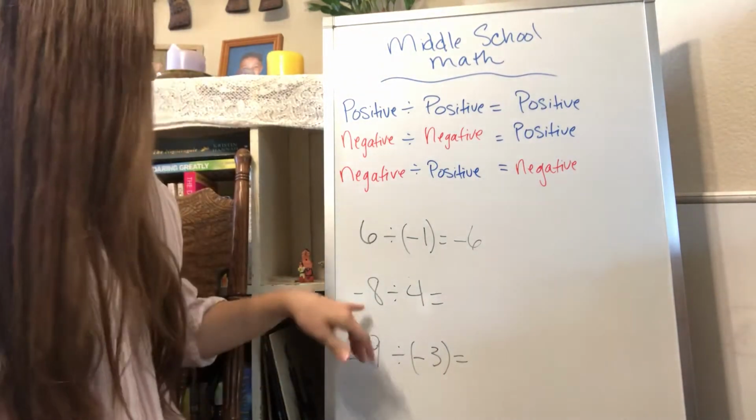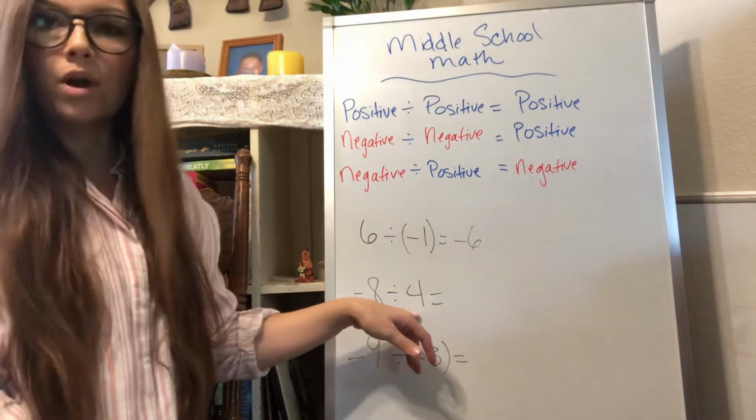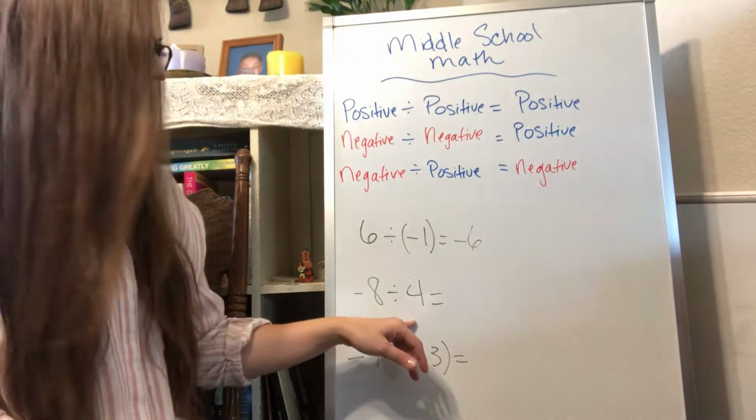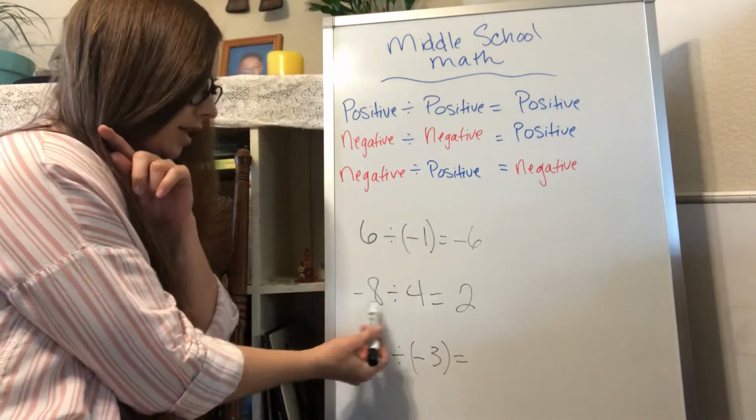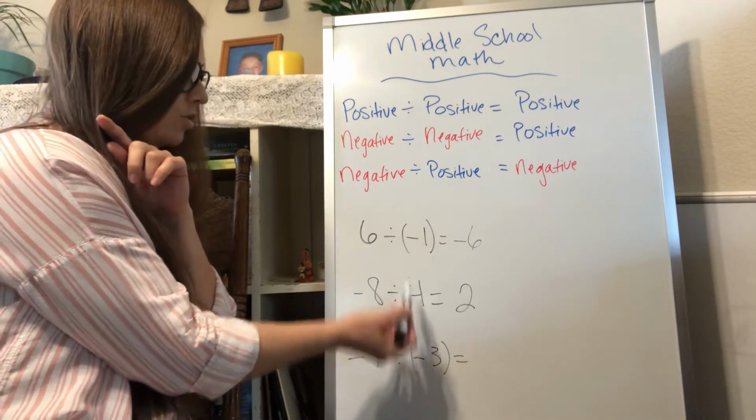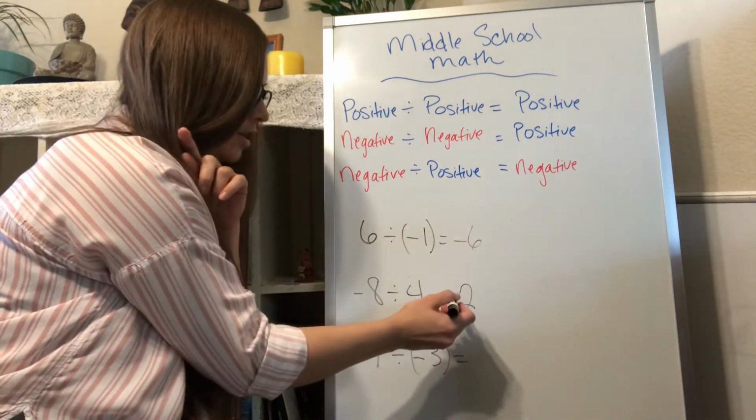Okay? Negative 8 divided by 4. 8 divided by 4 is going to be 2. My 8 is negative, my 4 is positive. So if my signs are different, my answer is negative.